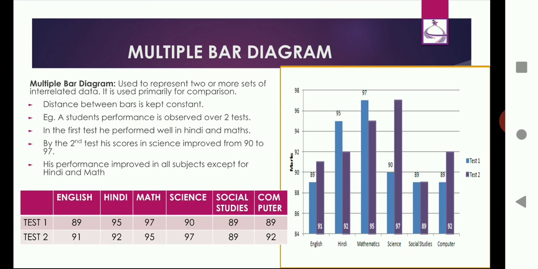studies, at the cost of his performance in Hindi and Maths, which have significantly reduced from 97 to 95 and 95 to 92. So this improvement in other subjects, though it has caused a significant decrease in his marks in 2 subjects, we can see on average his performance has improved.